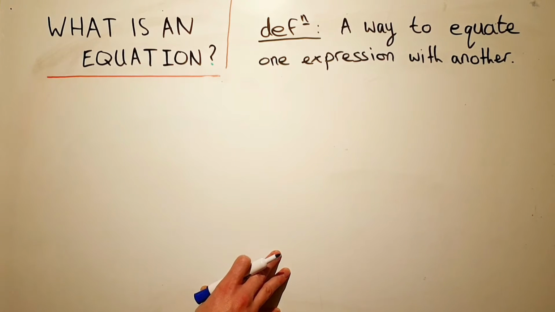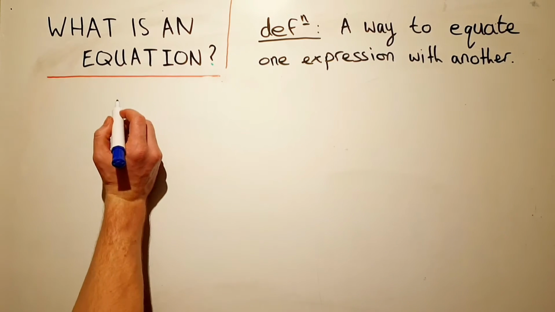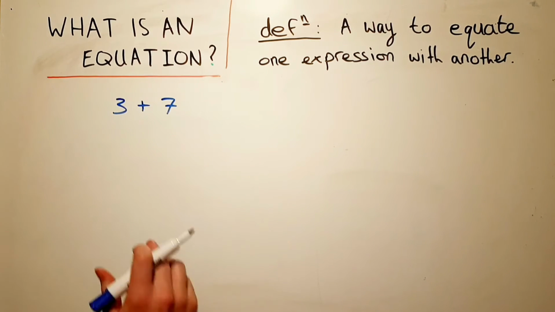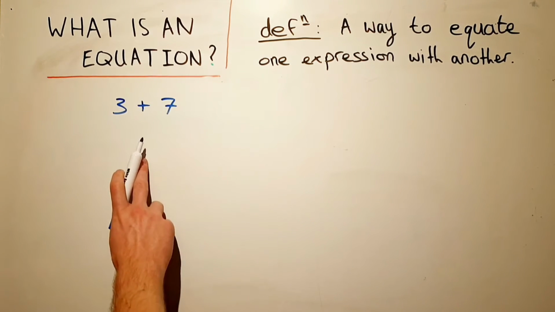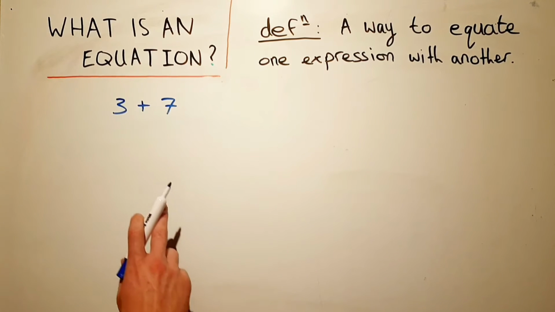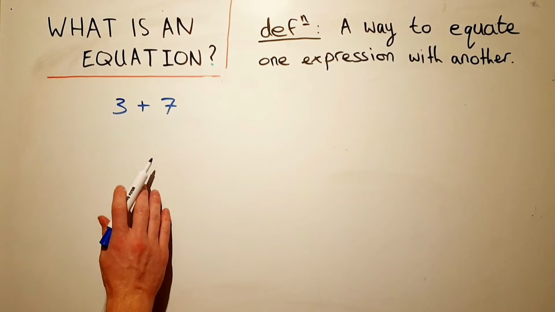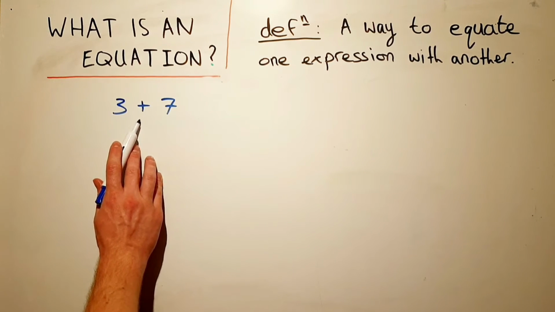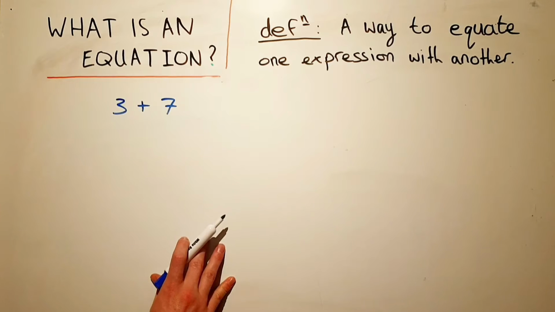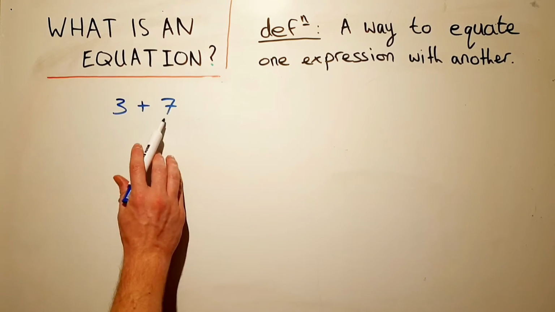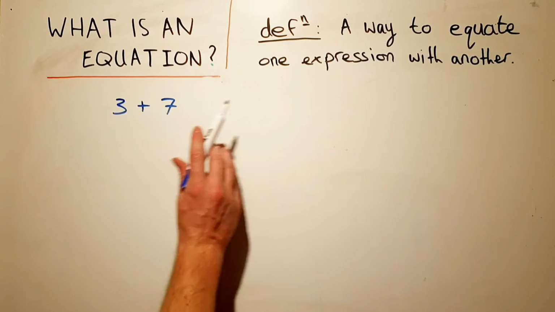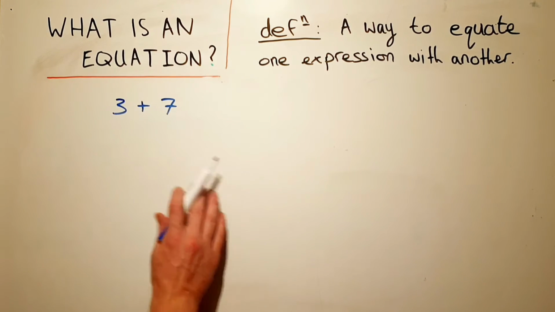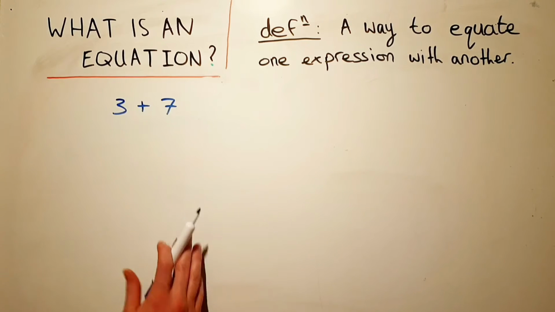An example of an expression would be something like 3 plus 7. That there is a numerical expression consisting of a 3, which is a constant, a mathematical operator, the addition, and then 7, which is another constant. It's not an equation because we haven't equated it to anything else yet. So that right there is a numerical expression.